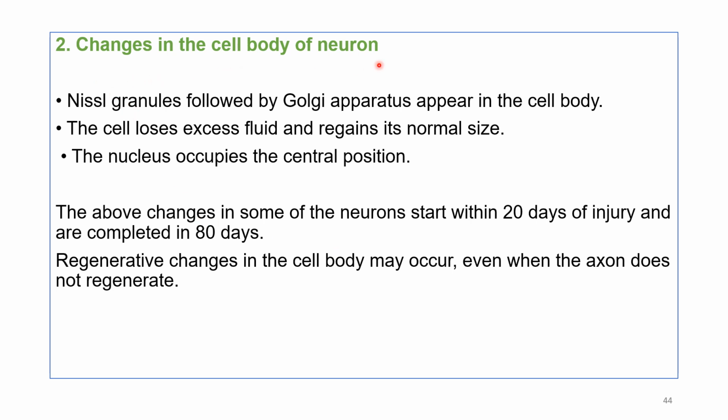Changes in the cell body of the neuron. So up to this we have discussed what are the changes in the axon. Now we come to changes in the cell body of the neuron. What happens? The Nissl granules appear again and then the Golgi apparatus will also appear in the cell body. The cell loses the excess fluid and regains its normal size and the nucleus again takes its central position. The above changes in some neurons will start within 20 days of injury and will be completed in 80 days. Regenerative changes in the cell body may occur even when the axon does not regenerate.